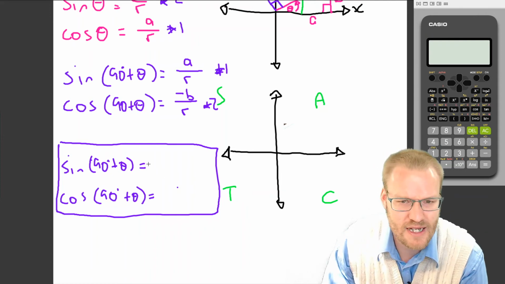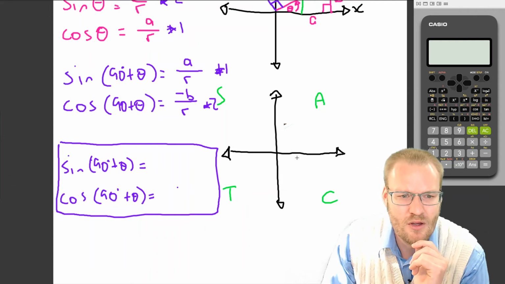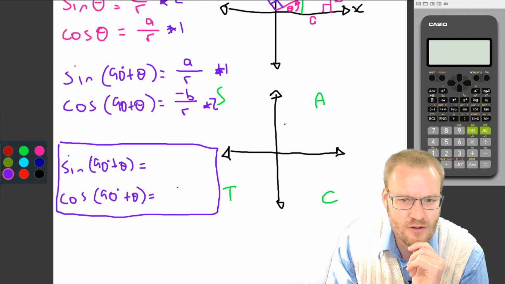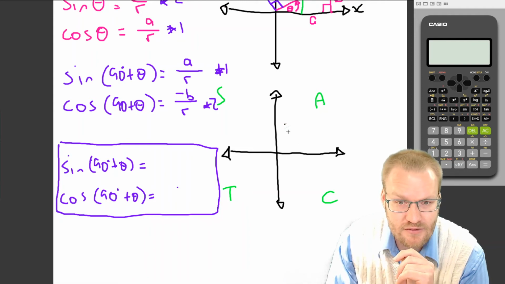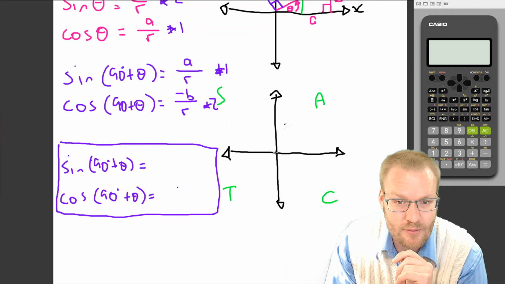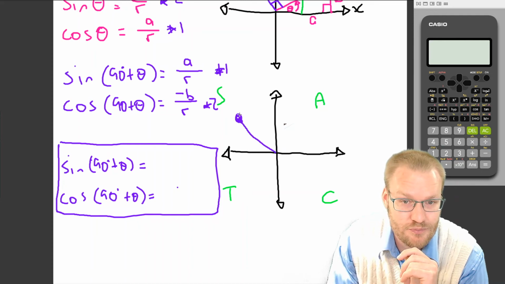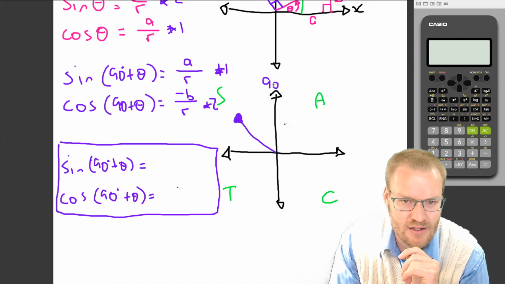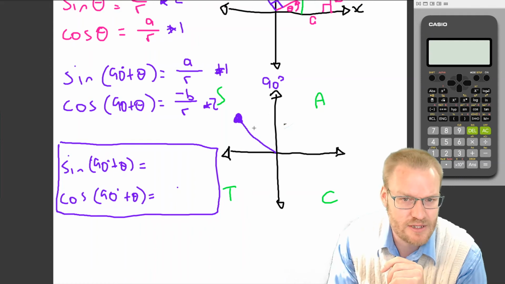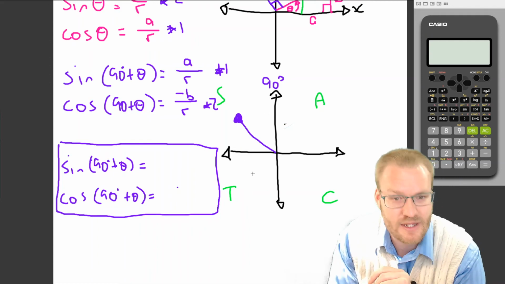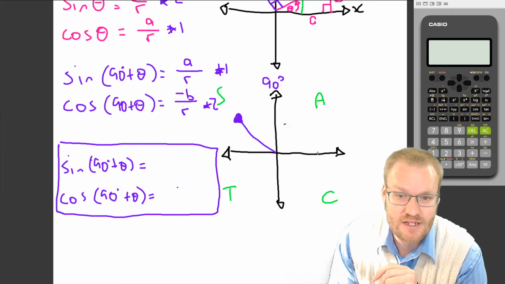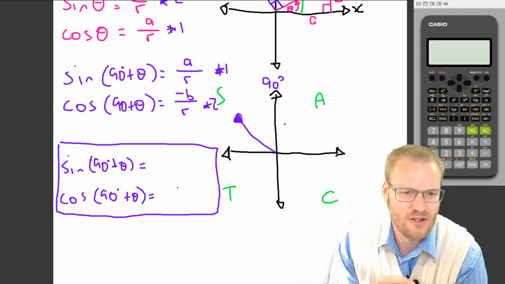Okay, so sine 90 plus theta. Where are we working? Well, if theta's over here and we're adding 90, we must be moving into this quadrant. That's because here's 90, so 90 plus theta must be in this quadrant. Just like 180 plus theta is over here, 360 minus is here. We're in the second quadrant.